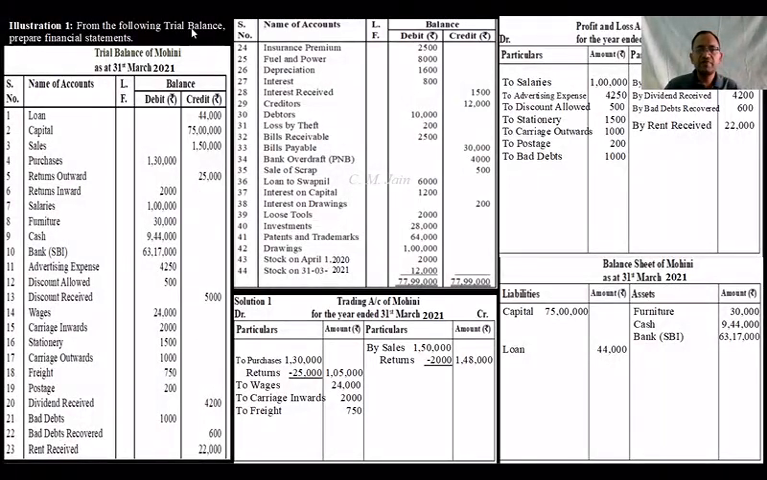Then next we are given insurance premium. Insurance premium is also an indirect expense. It is an office and administrative expense. So it will come in profit and loss account debit side, to insurance premium 2,500.